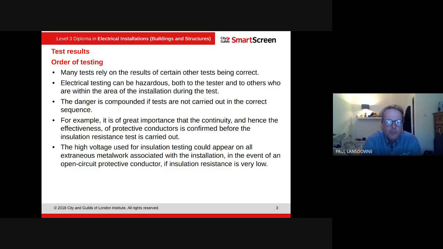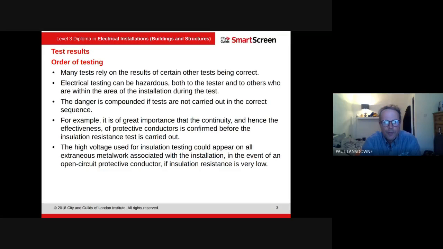So as we just discussed a minute ago, the order of tests: many tests rely on the results of certain other tests being correct. Electrical testing can be hazardous, both to the tester and to others in the area of the installation during test, compounded if tests are not carried out in the correct sequence.